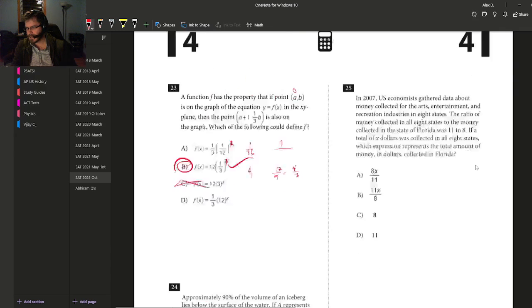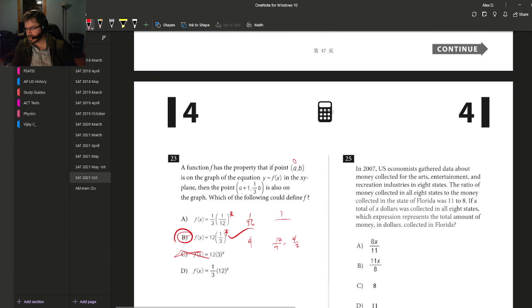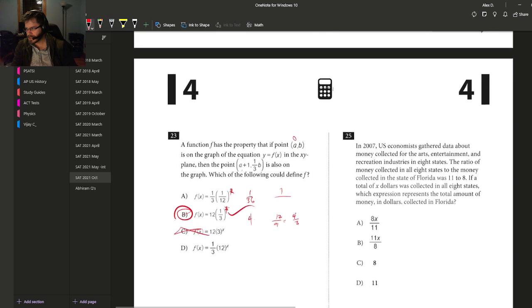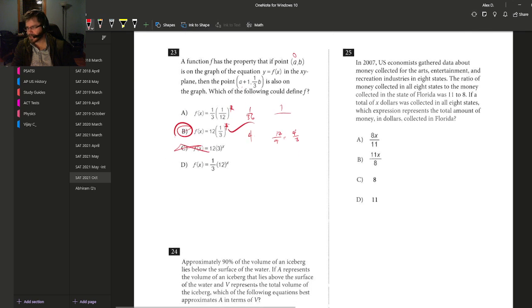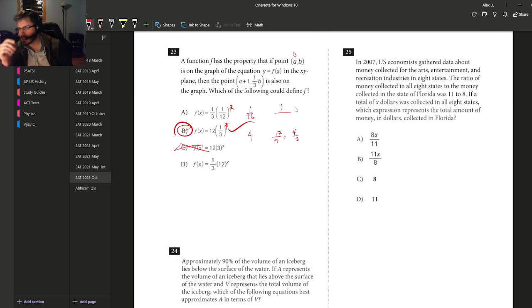Linear function again here, or maybe just a constant value. Let's see what's going on. Sometimes you just can't get it to scroll into the right position. Alright, ratio of money collected in all 8 states was 11:8. Total of X dollars collected in all 8 states, which expression represents the total amount of money collected in Florida.